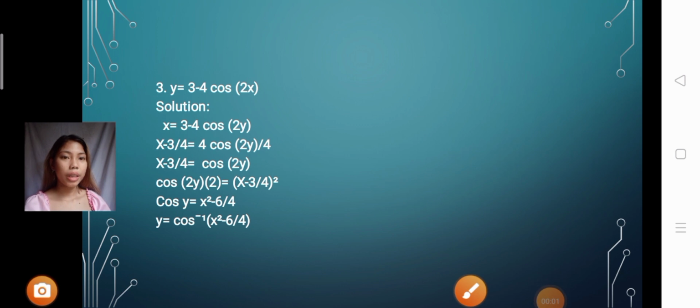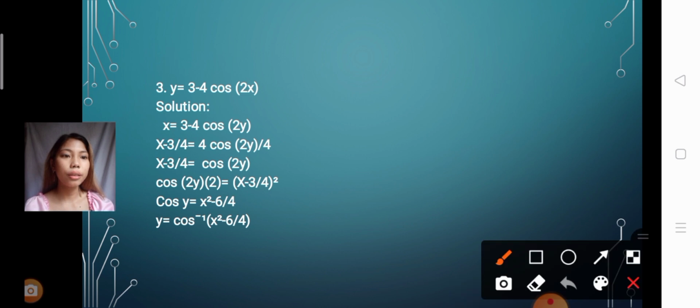Example number 3: y equals 3 minus 4 cos 2x. So first, we need to interchange x and y. So we have x equals 3 minus 4 cos 2y. Then let's divide both sides by 4. So we have (x minus 3) over 4 is equal to cos 2y. Cancel the 4. So what remains is cos 2y. So we have (x minus 3) over 4 is equal to cos 2y.